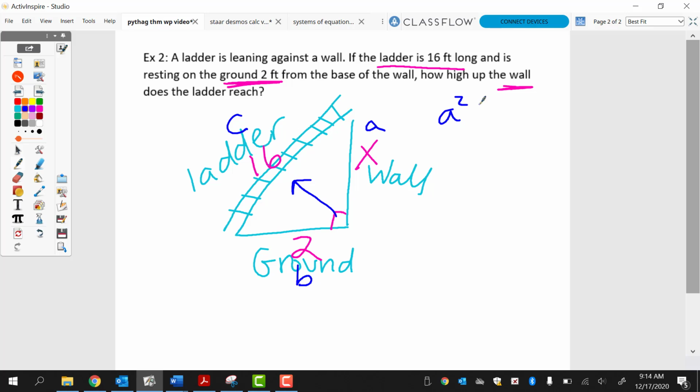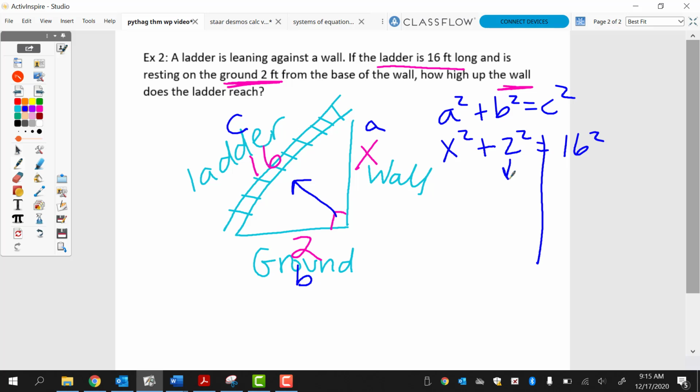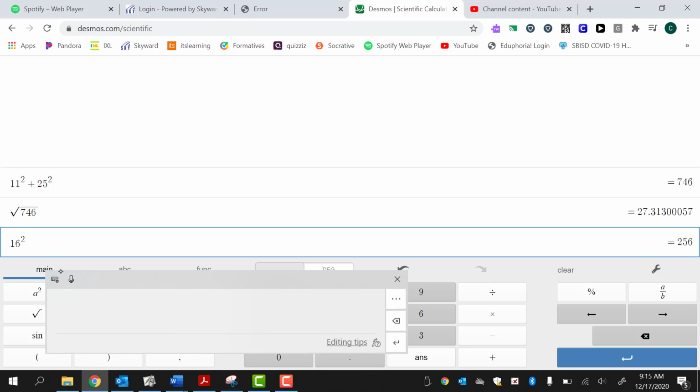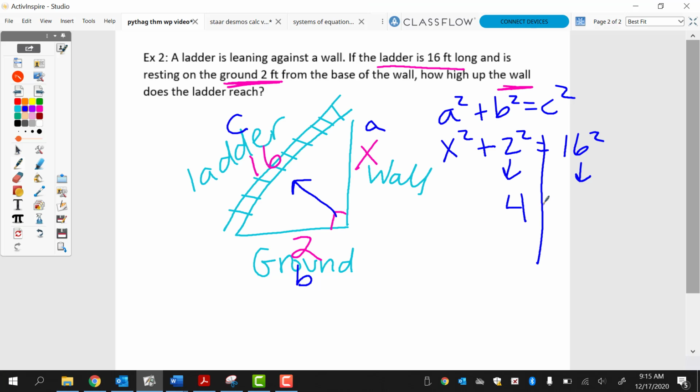So I'm doing A squared plus B squared. Okay, I'm plugging in my A, I said was X. That's what I'm trying to figure out. B was 2. C was 16. That equals 16 squared. And now I gotta solve it. So my numbers are on different sides this time, so I gotta type those numbers in the calculator. So 2 squared I know is 4. 16 squared I gotta type in. 16 squared is 256. So that's what I'm going to write on this side is 256. And then x squared and the plus sign are dropping down.